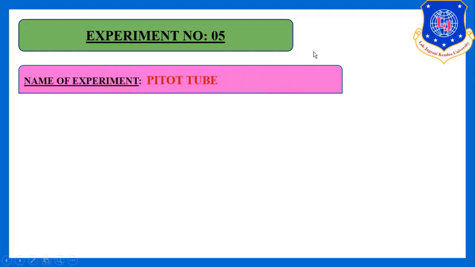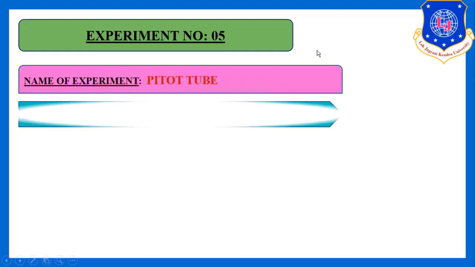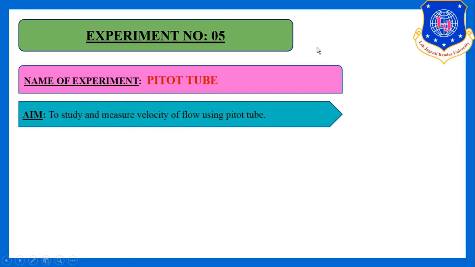The name of the experiment is Pitot tube. First of all, let's see what the aim of our experiment is. The aim of the experiment is to study and measure the velocity of the flow using a Pitot tube. So by using this device, we can measure the velocity and the flow rate of the fluid. Basically, we have already studied that the Pitot tube is a flow meter. Which type of flow meter? It is a variable head type flow meter.